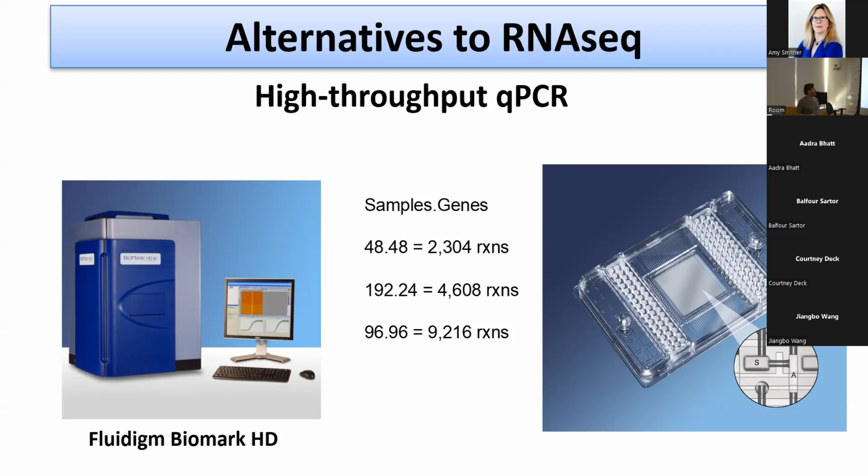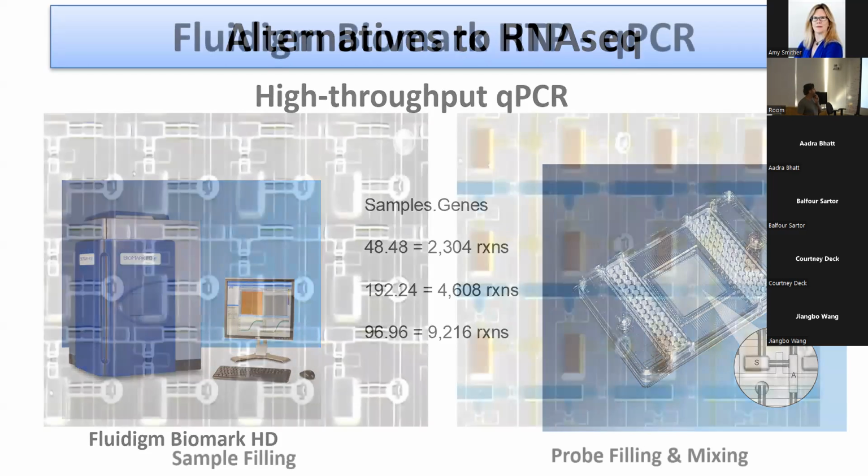This is an example of the different conformations of the chip. What these numbers mean: this means 48 samples and 48 different genes or targets that you're interested in. Another example is 192 samples and 24 different genes, or 96 samples and 96 genes. And this is the number of reactions that are actually performed on the chip, so you get quite a bit of data from this technology. There are some other newer chips that are a little more flexible. So you can do 12 by 12, and a few more different configurations depending on your needs.